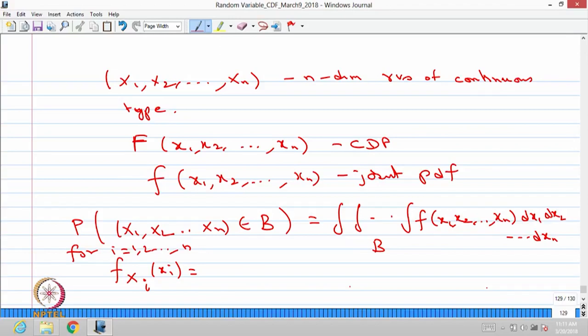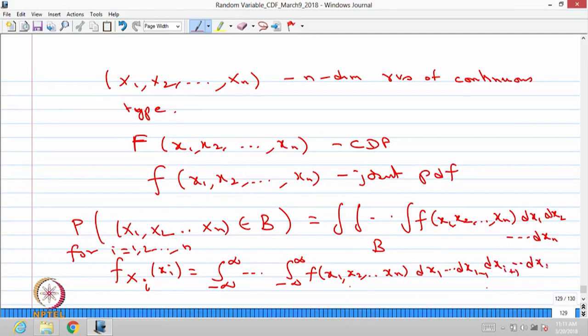You can always find the marginal distribution of any one random variable from the joint distribution of the n dimensional random variable by integrating the joint probability density function of the n dimensional random variable with respect to x1, up to x i minus 1, x i plus 1, up to xn. You can always get the marginal distribution of any one random variable from the joint distribution of an n dimensional random variable which is of the continuous type.